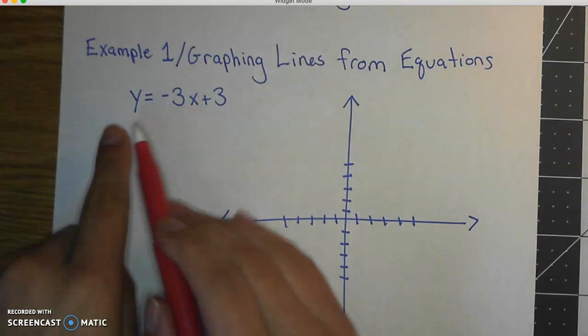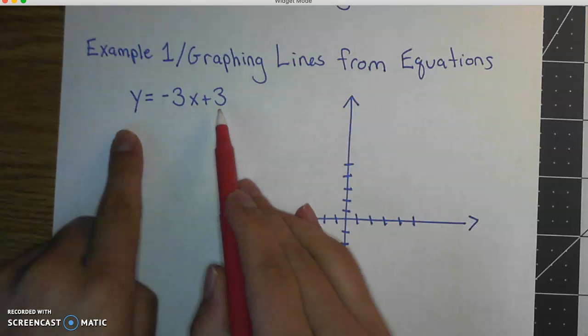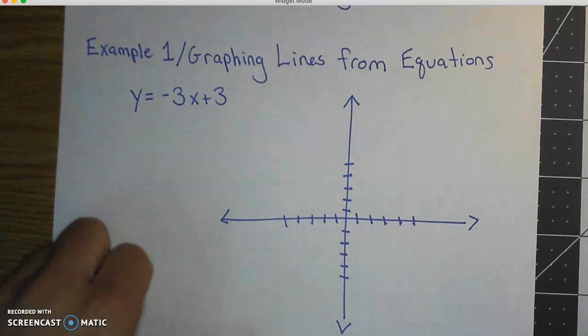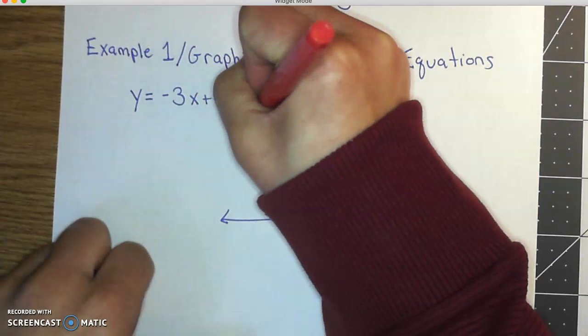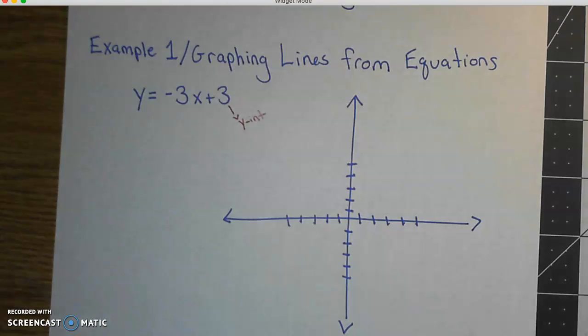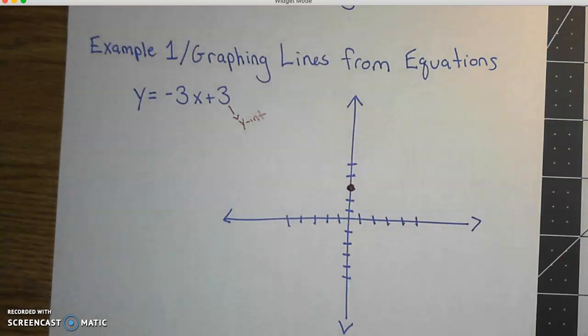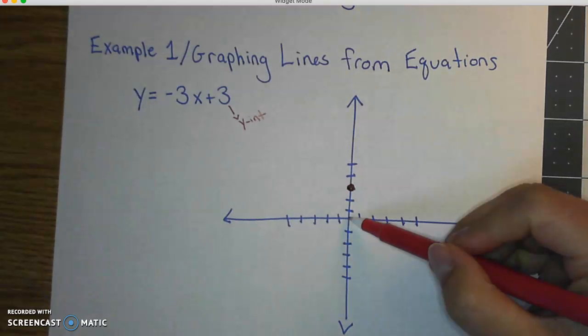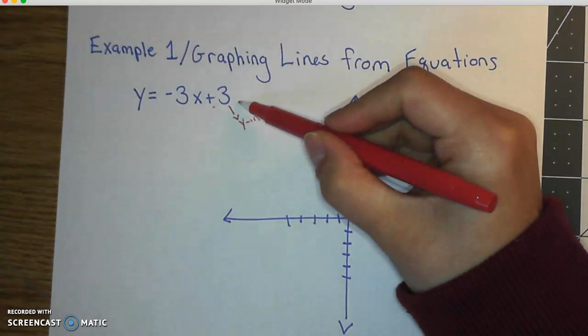So if my equation is y equals negative 3x plus 3, what's the y-intercept? Where do I begin? Yeah, I begin right here at the y-intercept. This is my b. So I begin right up at 3. I just went from 0, 1, 2, 3, because this is positive 3.